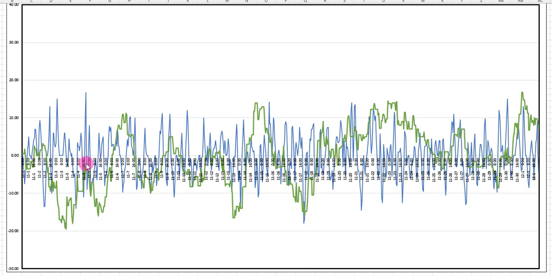hit a peak just below the zero line, then we're down to the minus 6, 7 area, or rather the minus 16 area, on the 5th at 1300. So that's Tuesday. We make that bottom. Then it pushes upward and peaks out here on the 7th at 6 a.m.